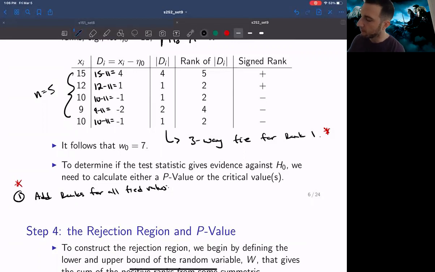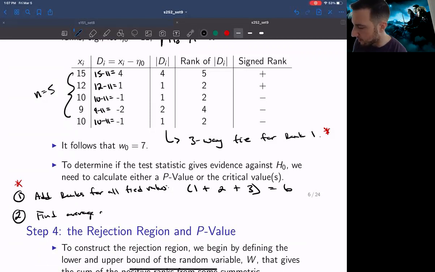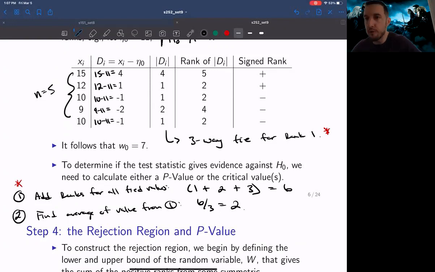Okay, so that means that we're going to take 1 plus 2 plus 3, which equals 6. And then what we would do is find the average of the values from 1. So that's going to be 6 over 3, which is equal to 2. Now, the value of 2 is the value that gets assigned to each of those tied ranks.